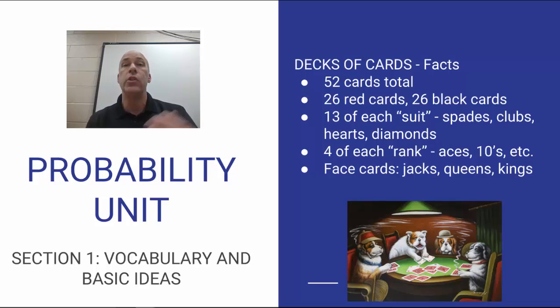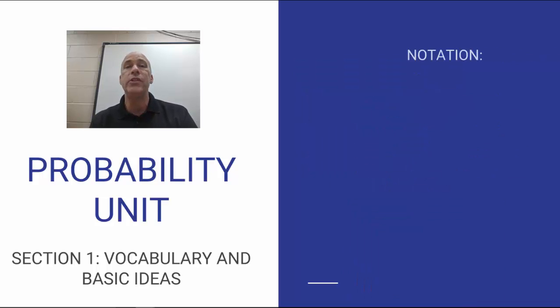And jacks, queens, and kings, there's 4 of each of those, so there are 12 total face cards in the deck of cards. Keep in mind that an ace is not considered a face card. Think about an ace. It doesn't have a picture of someone's face on it, so it's not considered a face card. Okay? So when we deal with probability and we deal with cards, sometimes we'll use this notation.